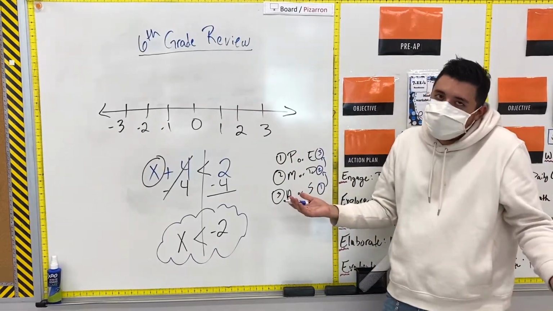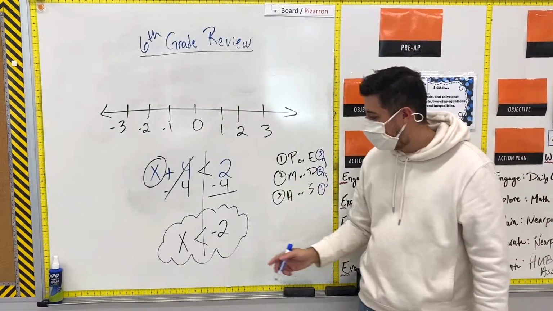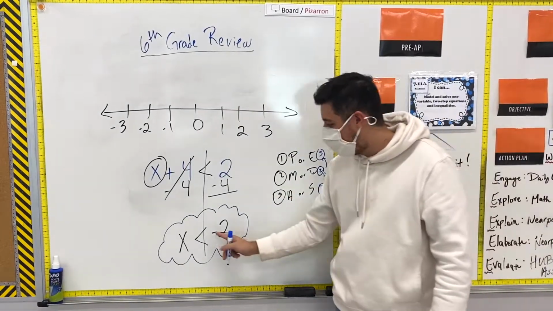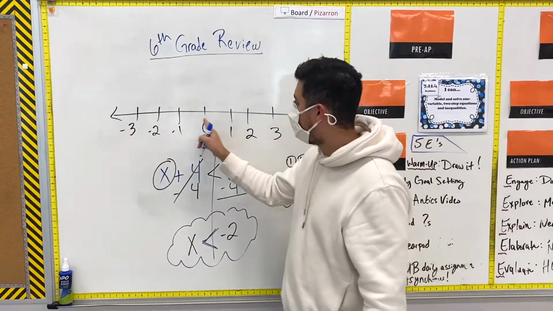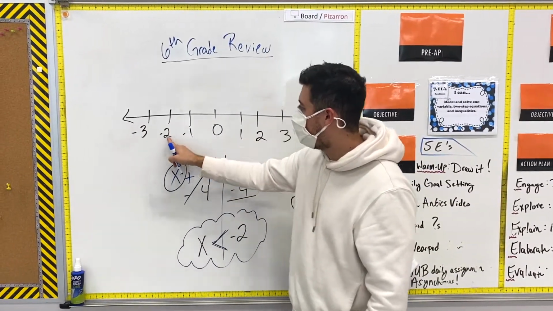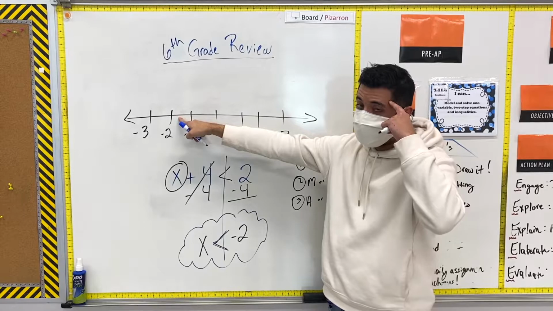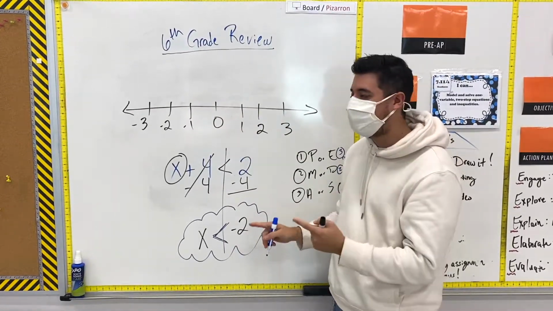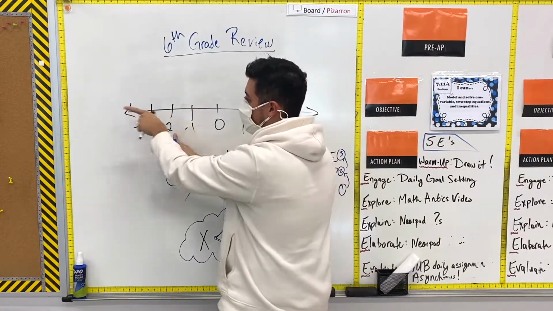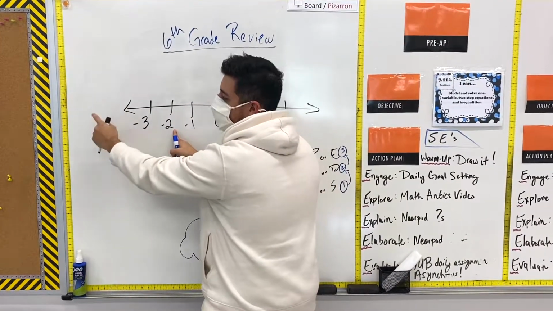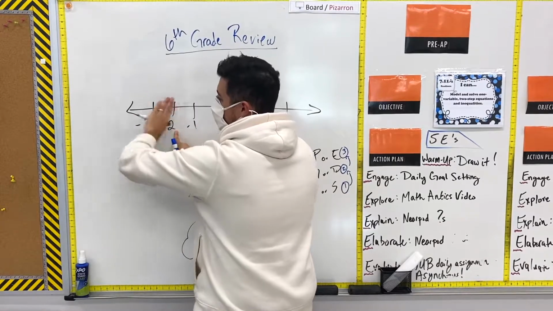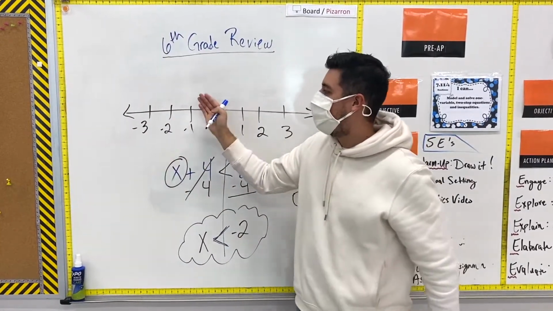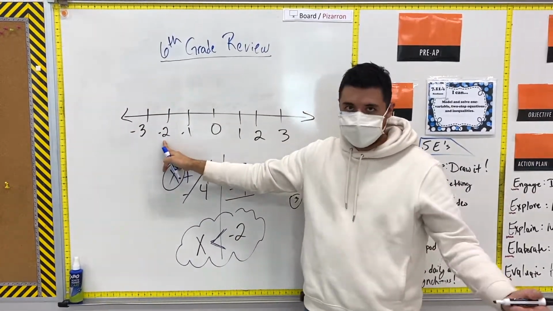Well, we already talked about that last time we had class. You have to look at the symbol. So it says x is less than negative 2. So we go to negative 2. Here it is. And we have to think, what are all the numbers that are less than negative 2? Less than negative 2 is this way. So negative 3, negative 4, negative 5. Any number that goes this way that is less than negative 2 is correct.